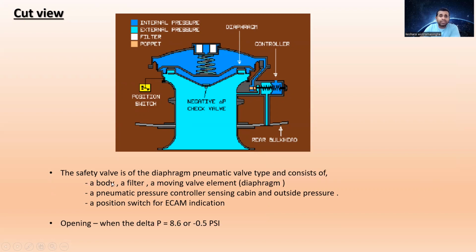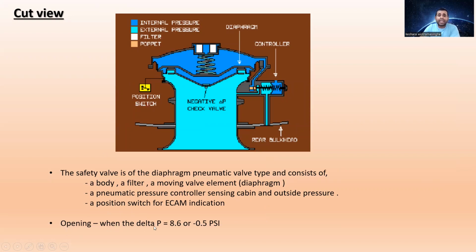The safety valve is a diaphragm pneumatic valve type and consists of a body, a filter, a moving valve element, the diaphragm, the pneumatic pressure controller sensing cabin and outside pressure, and a position switch for ECAM indications. Here is the diaphragm, the moving valve element, which can move. The position switch sends the signals to the ECAM indication.